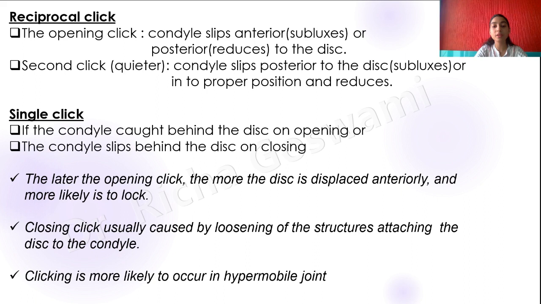Closing click is usually caused by the loosening of the structure attaching the disc to the condyle. So we can check whether the TM joint is hypomobile or not. So we have to avoid mobilization in this type of TM joint problem. Clicking is more likely to occur in a hypermobile joint.